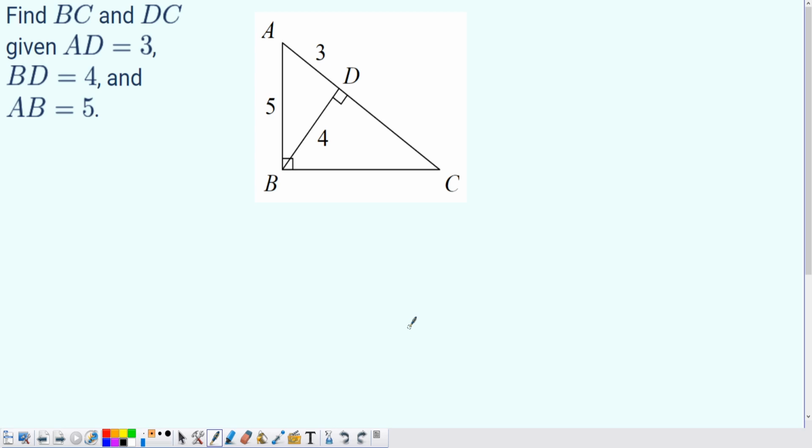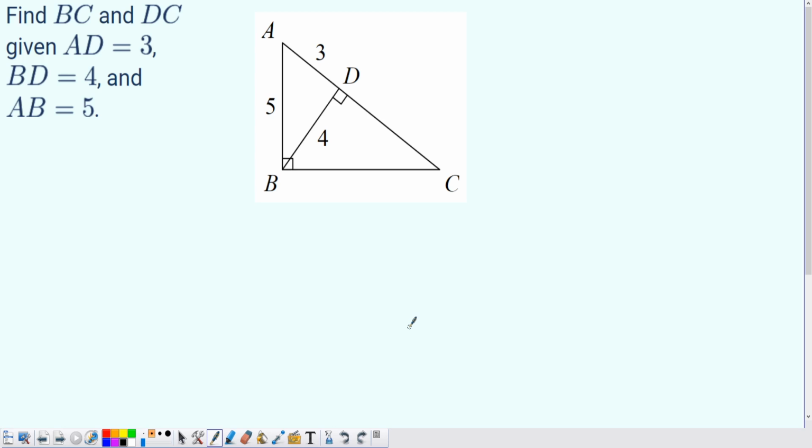Find BC and DC given that AD is equivalent to 3, BD is 4, and AB is 5. So, the first thing you should ask yourself is, we've been using angle-angle similarity for a while, so let's try to use it again. However, the problem is that we no longer have any parallel lines to give us some free congruent angles to work with. So that's going to be a problem.